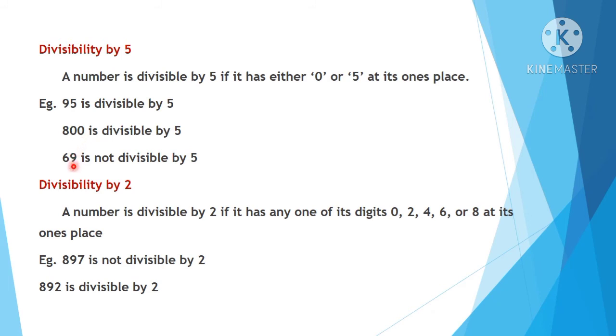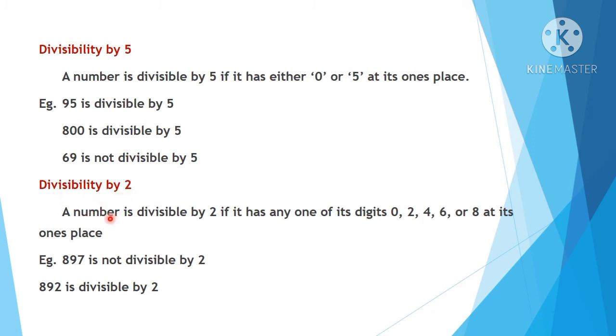So here, what is the number in the ones place? 9. So 69 is not divisible by 5. Okay. Now the next rule is for divisibility by 2. A number is divisible by 2 if it has any one of its digits.